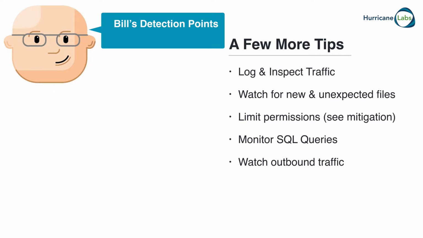So let's look at a couple detection points. So you want to log and inspect all the traffic, inbound, outbound, everything that's coming into your web server. And you'll see a lot of nonsense that's going on, and you can sort of tune that down to just the stuff you're not really expecting. So in our particular case, our web server is going to make a connection to a MongoDB server, which is kind of like a SQL server, except no SQL.